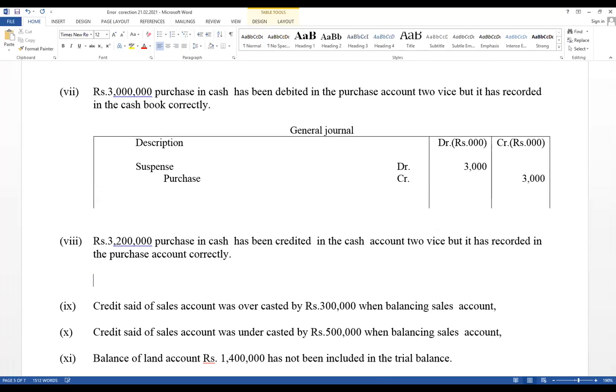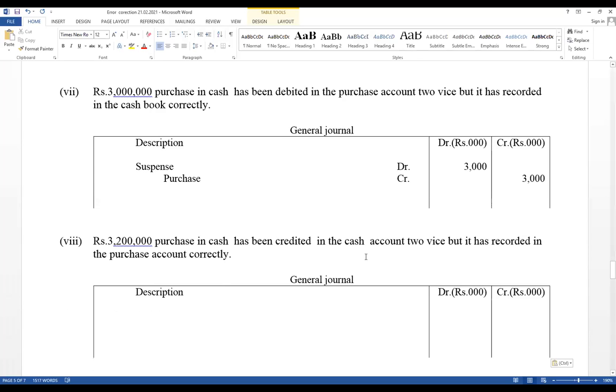Think what would be the answer? 3,200 purchase in cash has been credited in the cash account twice, but it has been recorded in the purchase account correctly. Now, cash account recorded twice. Normally think about cash account credit, purchase account debit. Purchase account recorded correctly, but recorded in the cash account twice. Cash account credit twice. For correction, cash account debit, suspense account credit. Now, cash account debit one time.